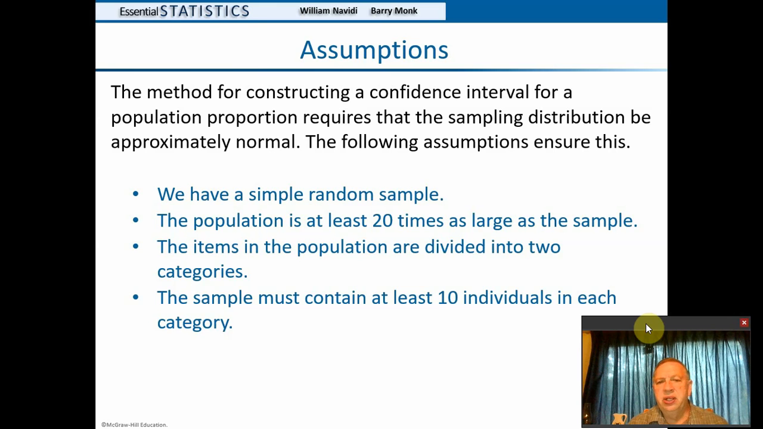The items in the population are divided into two categories. You're either in the category or not. You either like the music or not, you like this color or not, so it's a categorical qualitative variable, and you're either in that category or you're not. You may have several options, like red, yellow, blue, green, but you focus on either you like blue or you don't. The sample must contain at least 10 individuals in each category. So n times p hat has to be greater than or equal to 10, and n times 1 minus p hat, the other side, also has to be at least 10.